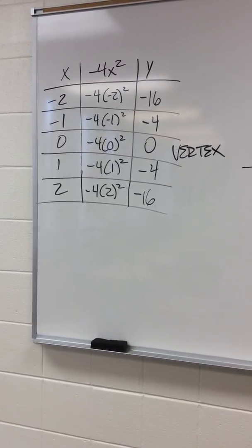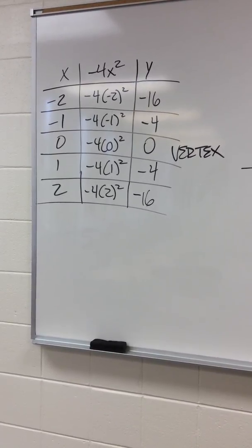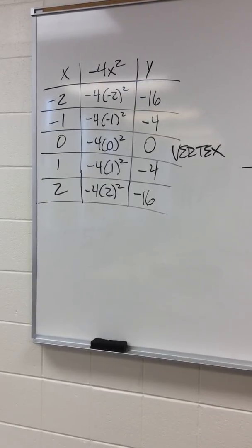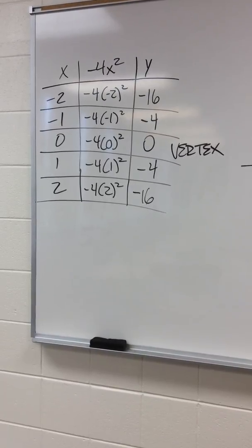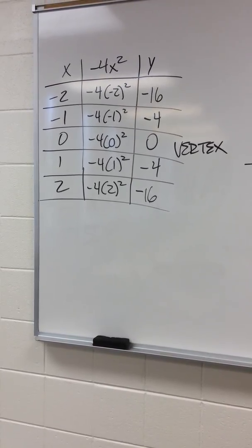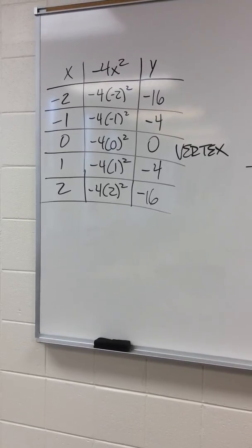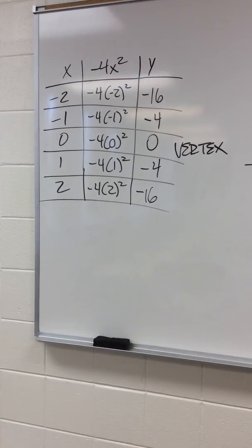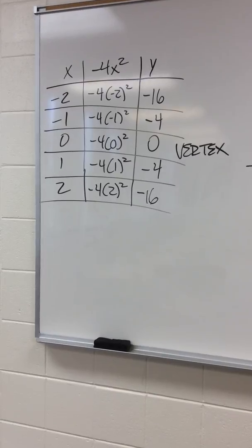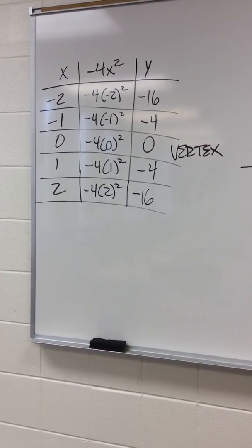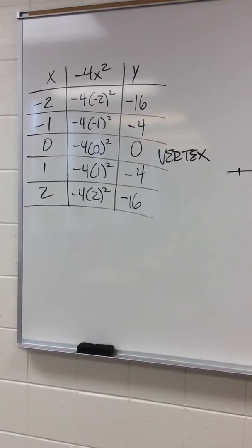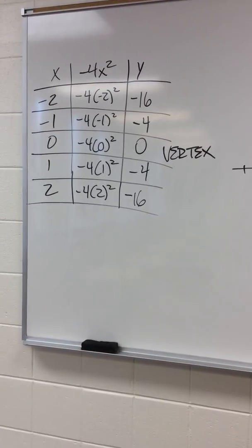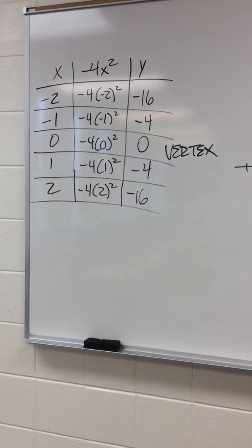We notice that there is a point of reflection. The values start repeating for our y, and 0, 0 is clearly our vertex. That is going to be our maximum value for this quadratic equation. We notice that this should open downward because it has a negative a. So even before I graph this, I know it's going to open downward, and I know it's going to be somewhat narrow. 4 is a pretty good size number.